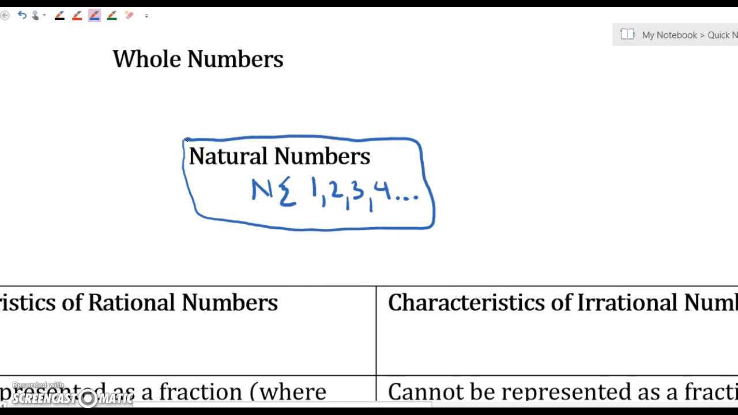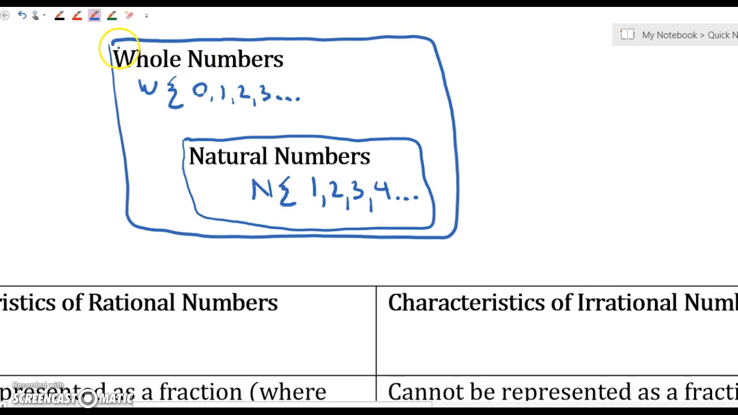And then we move up, and the next group of numbers are the whole numbers, designated by W, and those include all of the natural numbers plus 0. So it's going to be 0, 1, 2, 3, and so on.